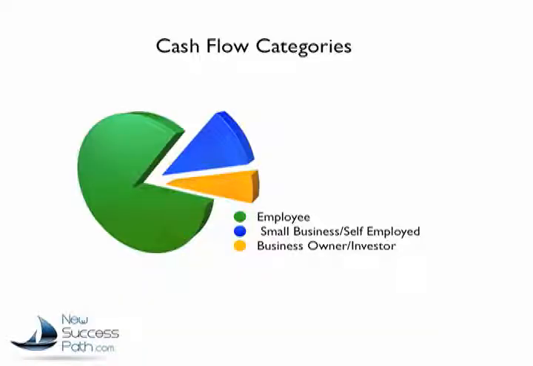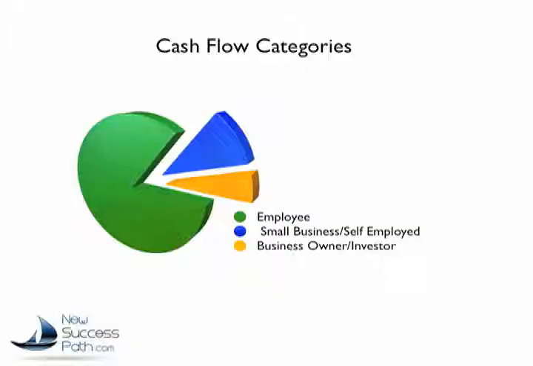The second category deals with small business and self-employed. With small business and self-employed, of course, one of the main assets you're building is your small business. By doing that, there are certain advantages and ways to develop additional income-producing streams of income over and above your regular profession. And then the third category has to deal with business owner and investor.